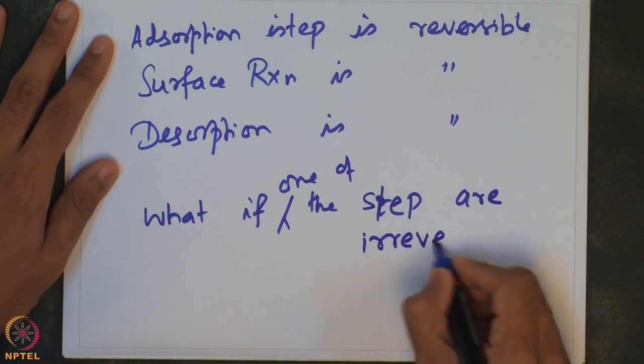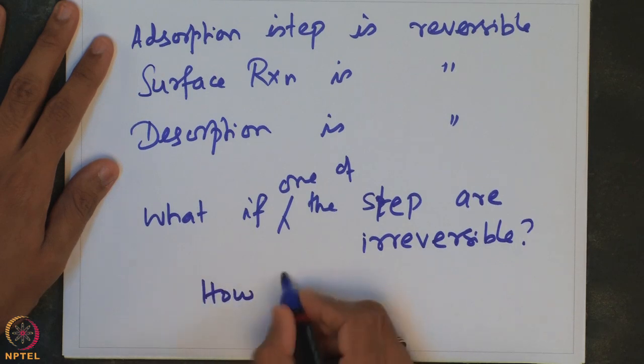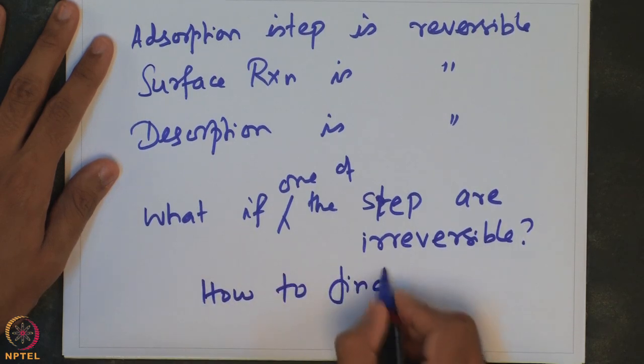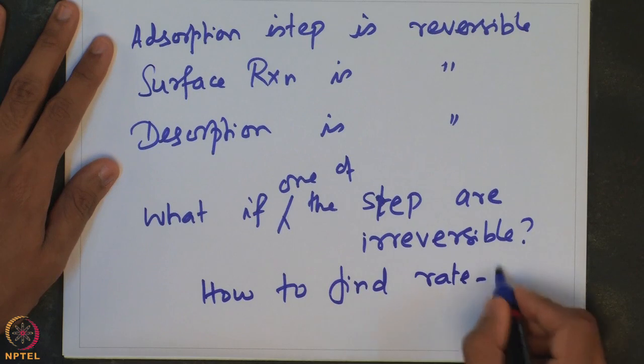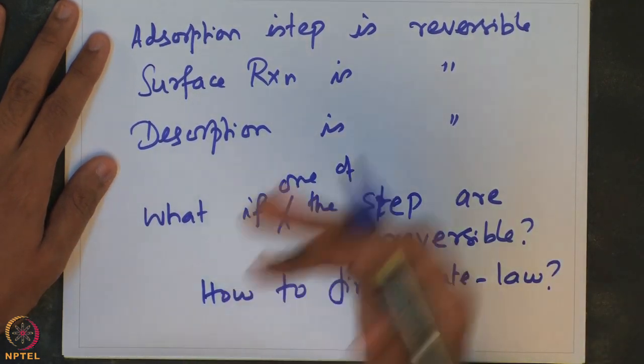How to find rate law in these cases? How to find rate law when one or more steps involved in the catalytic reaction are irreversible? So what we will see in this lecture is how to synthesize rate law when there is an irreversible step present.